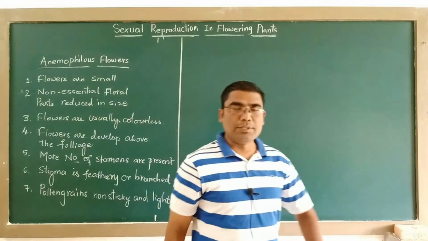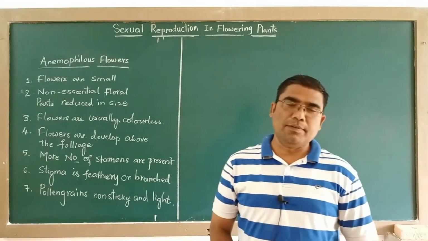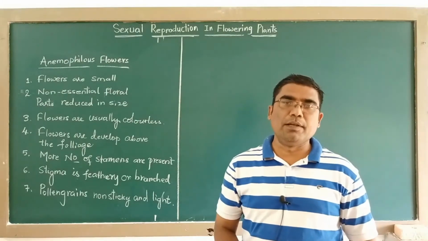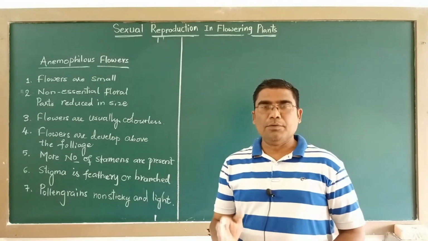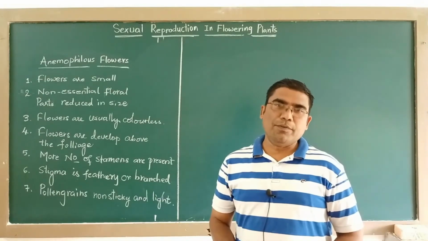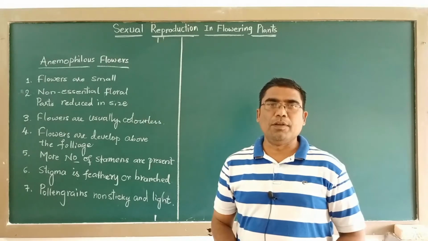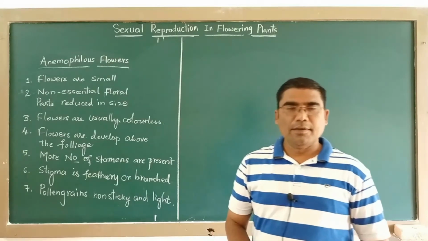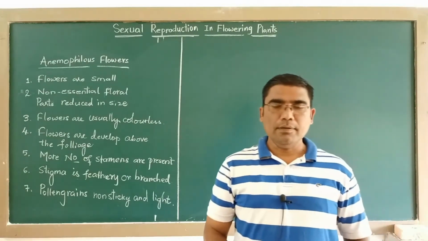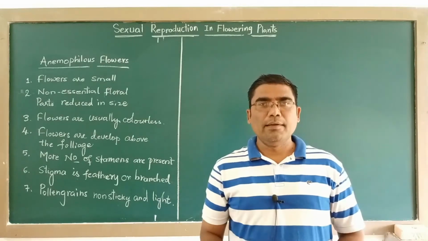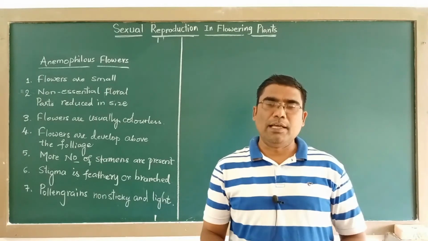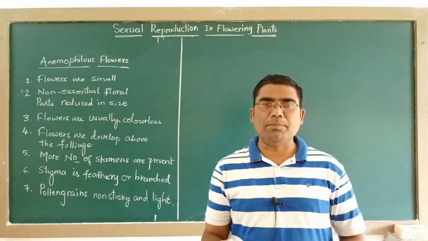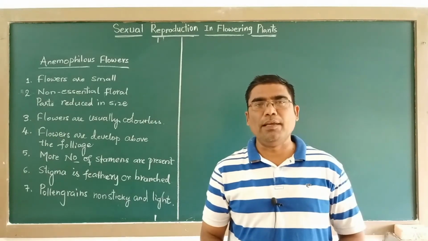Okay, so here we have the next concept, anemophilous flowers, characteristics of anemophilous flowers. What are anemophilous flowers? The flowers which perform anemophily are said to be anemophilous flowers, meaning wind pollination. Anemophily is the type of cross-pollination that occurs with the help of wind. Wind performs the pollination. Such type of pollination is called anemophily.